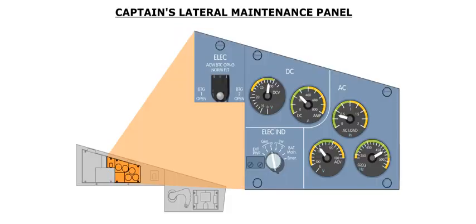There is an indicator panel located on the captain's lateral maintenance panel. DC voltage and current can be checked by means of a rotary selector. This panel is normally used by maintenance and is protected with a transparent cover to prevent operation of the panel while the aircraft is in flight.